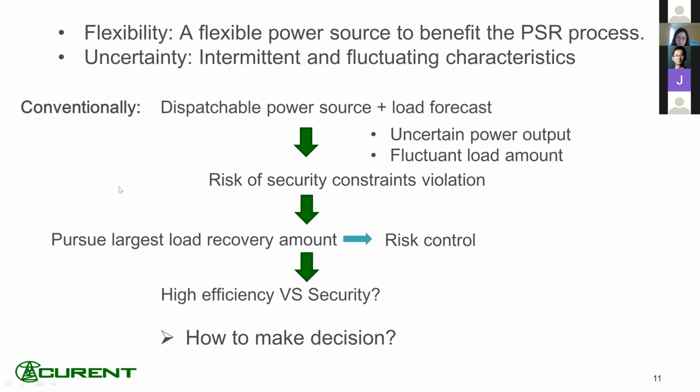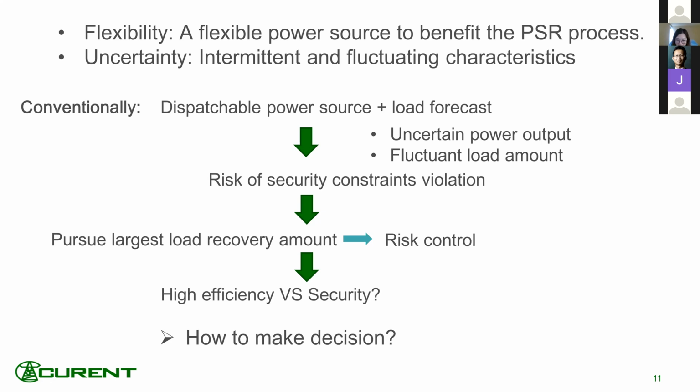Conventionally, when we make decisions in the PSR process, we may base them on dispatchable power sources and also accurate load forecasts. However, when we consider the integration of RES, we may have some uncertainty on the power output, both on the power supply side and the demand side. So if we still make a decision assuming a determined environment, the result may bring some risk of frequency and voltage constraint violations.